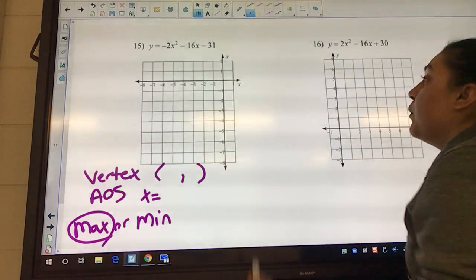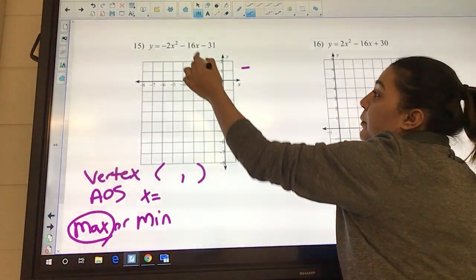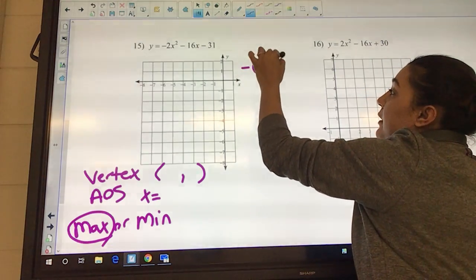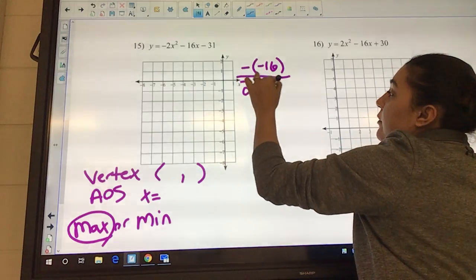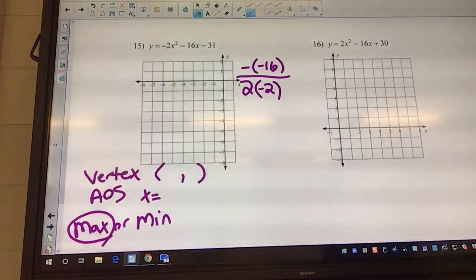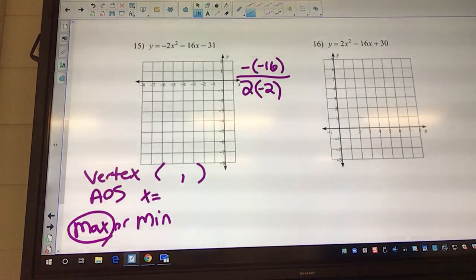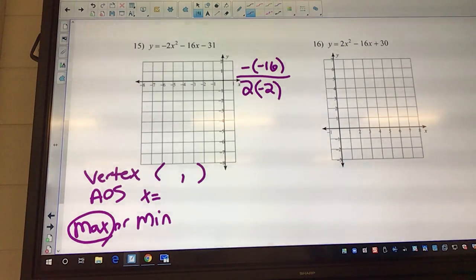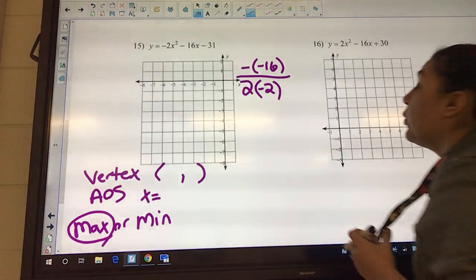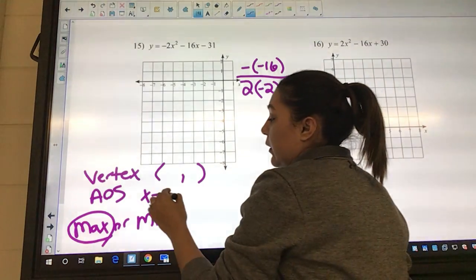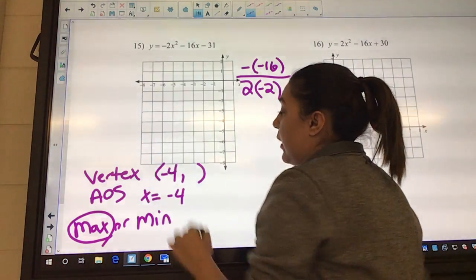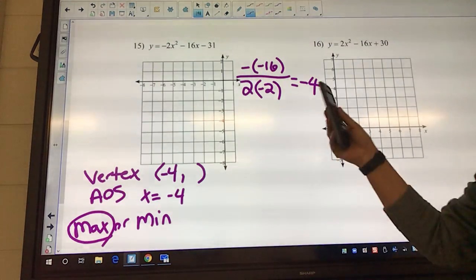Okay, and so when we write our stuff out, it's going to be negative B. Well, my B is -16 over 2 times my A, which is -2. So you should get 16 divided by 4 is 4, -4. So we can fill that in there. Then we need to plug the stuff in.